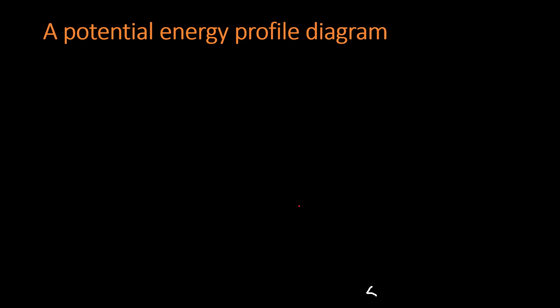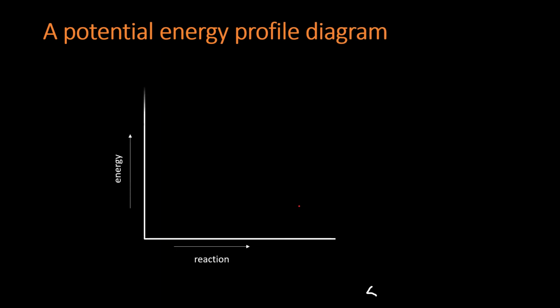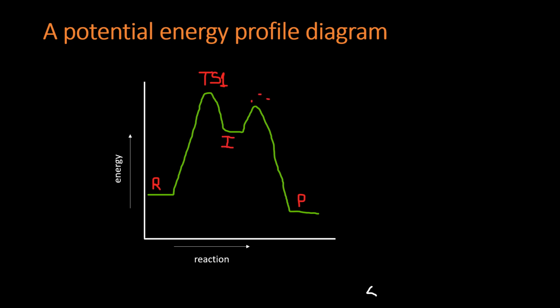Let us use a potential energy profile diagram to explain the type of mechanism in this reaction. As you can see, we start with the reagents with a given energy and we produce products with a low energy. But this reaction happens in two steps. The first step will form transition state 1, and the second step will form transition state 2. In the middle, we'll have an intermediate carbocation.